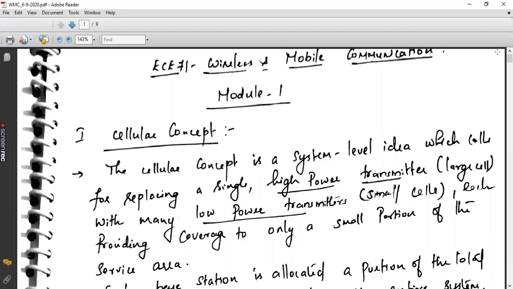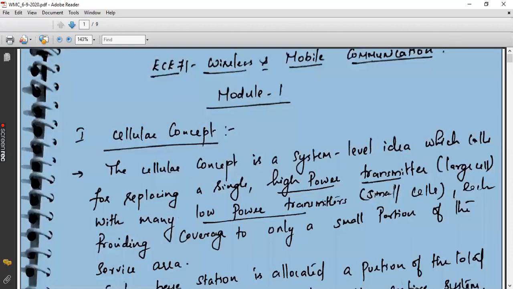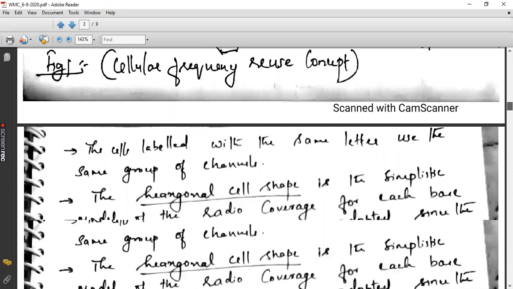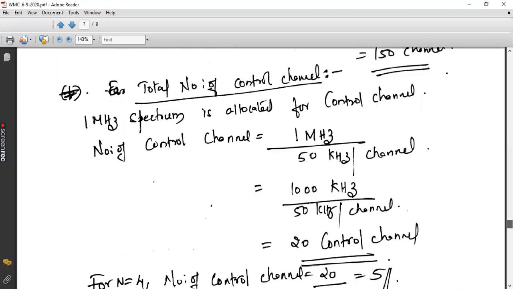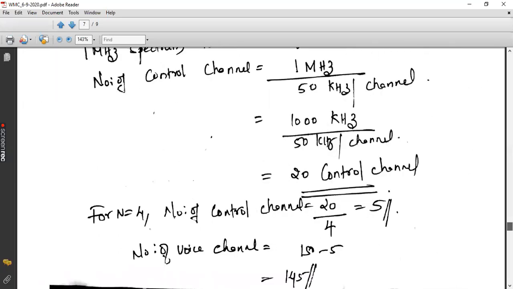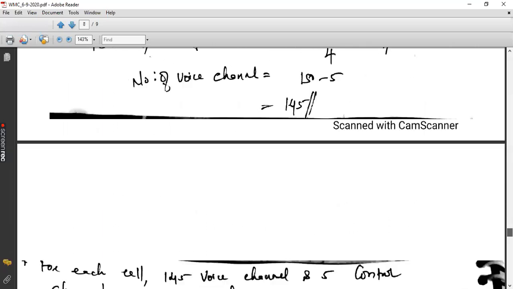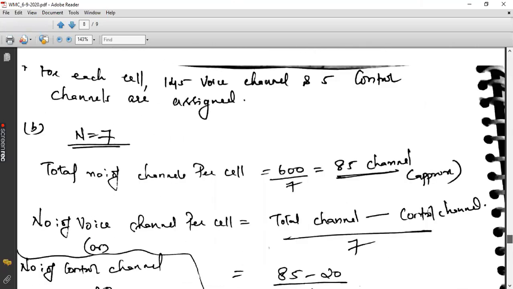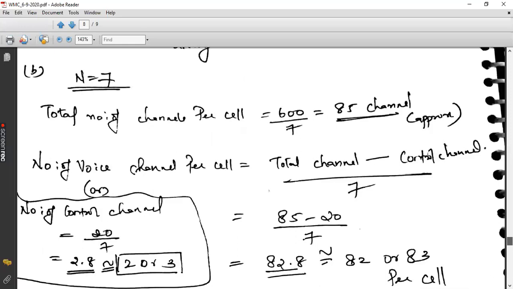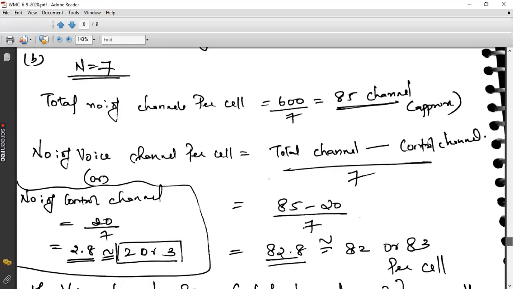Excuse me, sir. Yes, ask. Sir, I have a doubt. Yes, tell me. Sir, if the number of channels is not a whole number, what do we do? Like when we divide 600 by 7, we won't get a whole number. Yes, we have to take the next number, sir. Yes, that is shown in the next case.